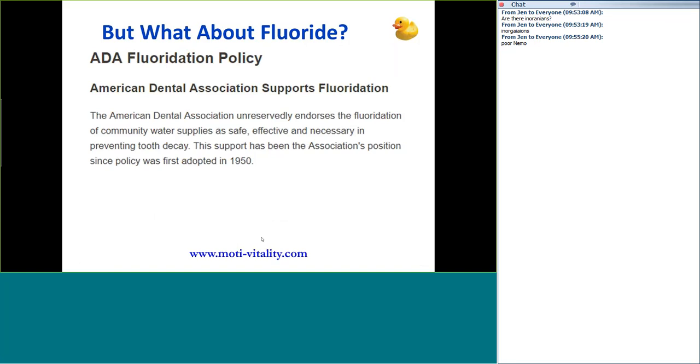Now, just so you know, I am actually anti-fluoridation, but not because I don't think it works. I'm anti-fluoridation because fluoride is on the EPA's maximum contaminant list. At high levels, over 4 parts per million, it causes osteoporosis and gives you brittle bones and stuff like that. On the other hand, at low levels, the American Dental Association supports fluoridation. It says the American Dental Association unreservedly endorses the fluoridation of community water supplies as safe, effective, and necessary in preventing tooth decay. This support has been the association's position since the policy was first adopted in 1950.